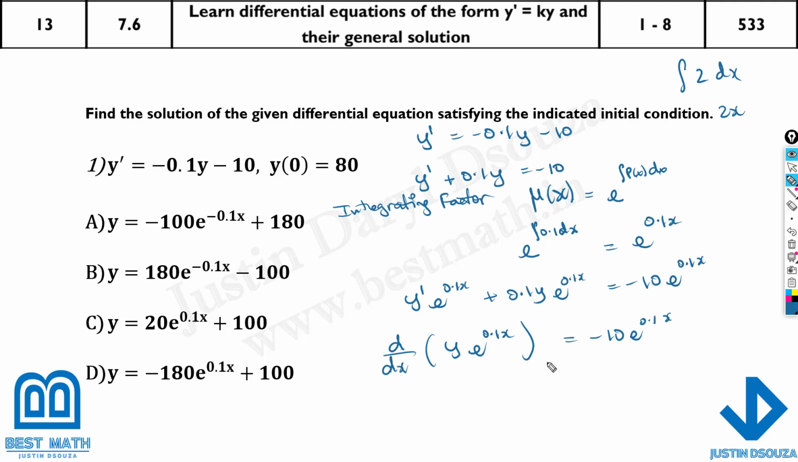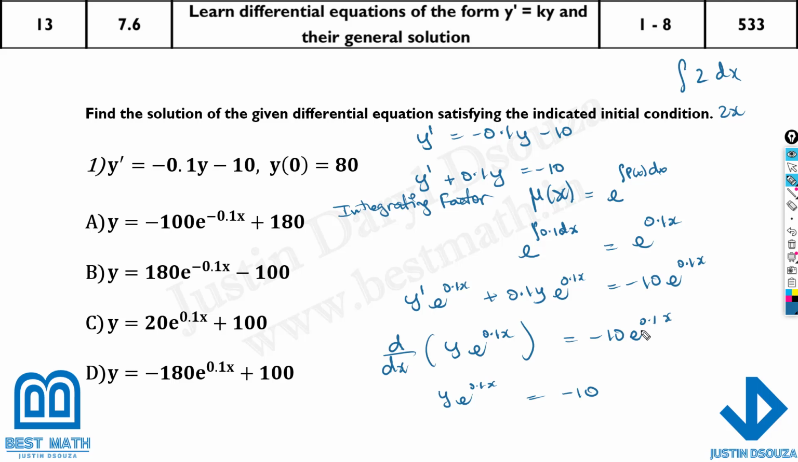So now what I'll do is I'll take this dx to the other side. So basically, I can integrate this. Now if I integrate on both the sides, this d goes away, so you're remaining with only y e to the power 0.1x. And over here, with this dx on the other side, we can integrate this part. This is a constant term, so it'll be minus 10 outside.